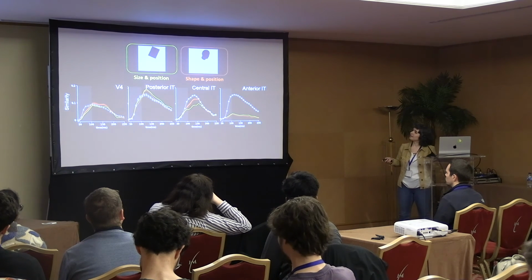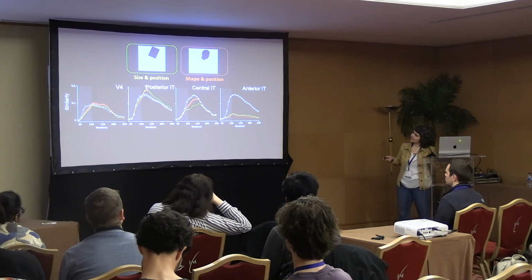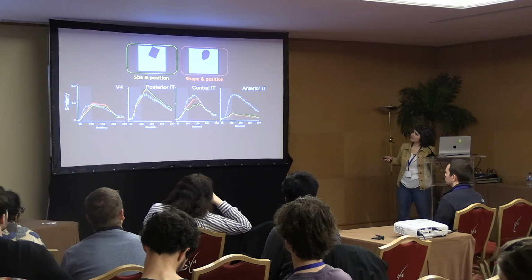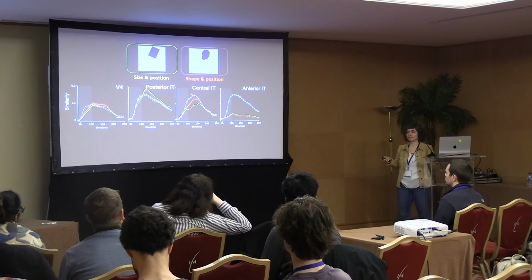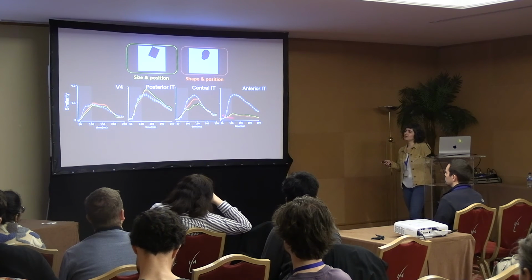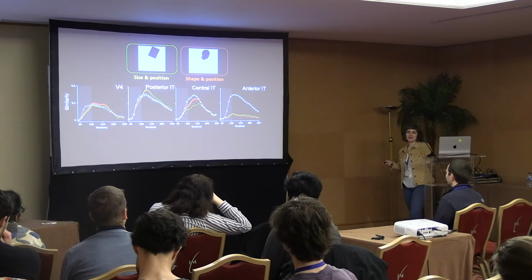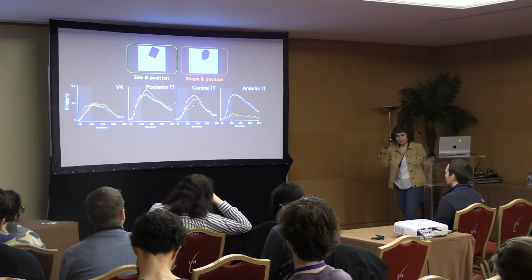Let's have both of these features here and see. Still the yellow, the size and position, is a little bit better in posterior IT, but now central IT is better explained by the shape and position. But it looks like we're out of hypotheses to explain anterior IT. So what is it that anterior IT is coding?